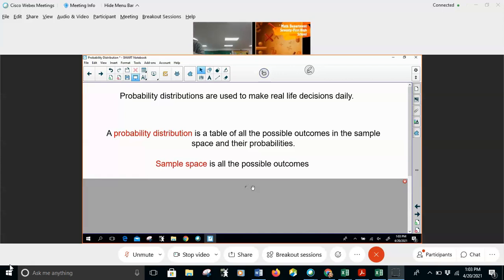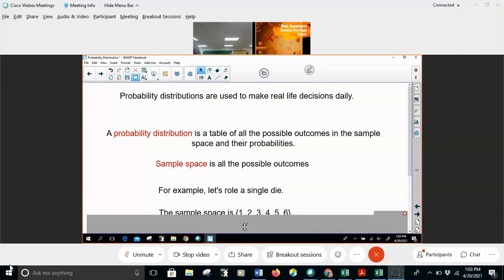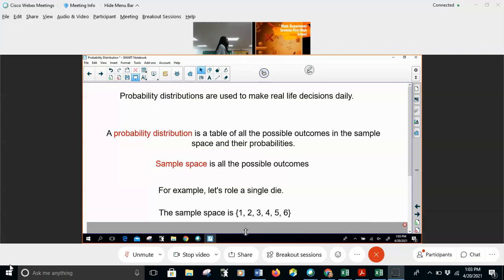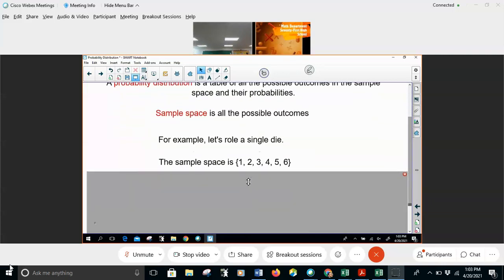So let's go to a quick example. For example, let's roll a single die. We know on one die, we have 6 sides on it. So we have 1, 2, 3, 4, 5, 6. So our sample space is 1, 2, 3, 4, 5, 6, because there's 6 outcomes here. Remember, sample spaces are all your possible outcomes. So here our sample space is 1, 2, 3, 4, 5, 6 on a regular die, a 6-sided die.